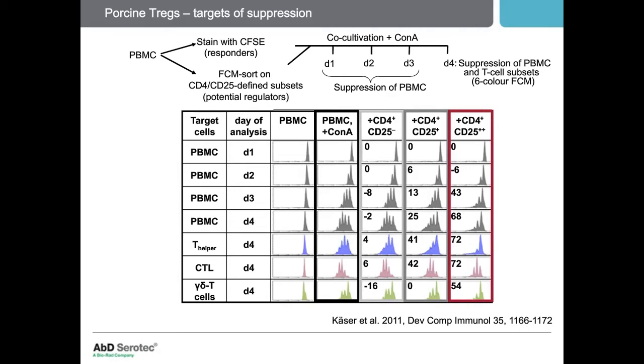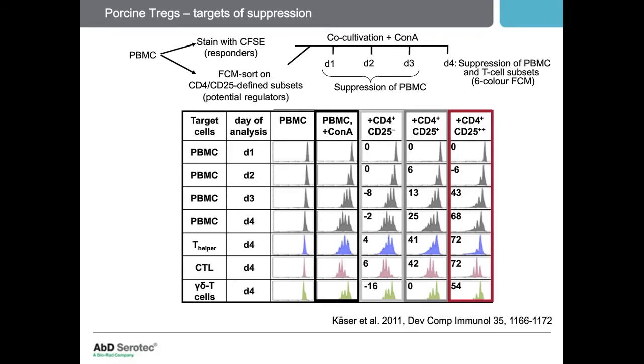And we have a look at the targets of suppression. You can see that CD4 positive T helper cells, CD8 beta positive cytolytic T lymphocytes, as well as gamma delta T lymphocytes are suppressed by our CD4 plus CD25 high positive regulators.